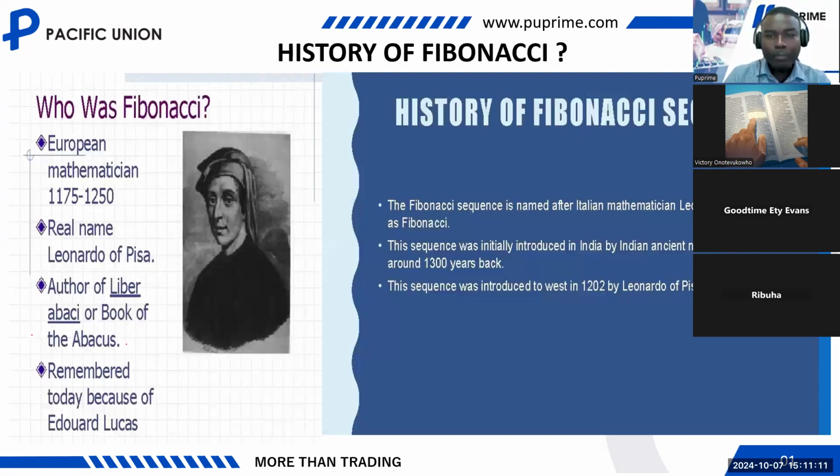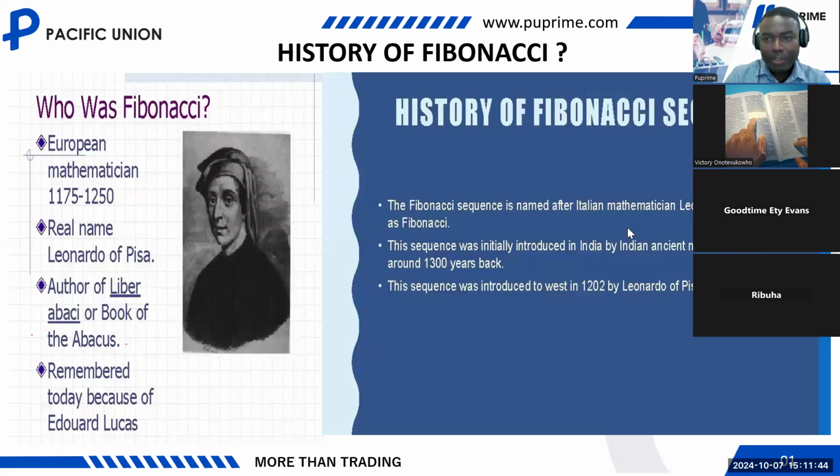The history of Fibonacci. Who was Fibonacci? You can see on the left-hand side there, a European mathematician who lived between 1175 and 1250. His real name is Leonardo of Pisa and he is the author of Liber Abaci, or Book of Abacus. Now, this individual is remembered today because of Edward Lucas.